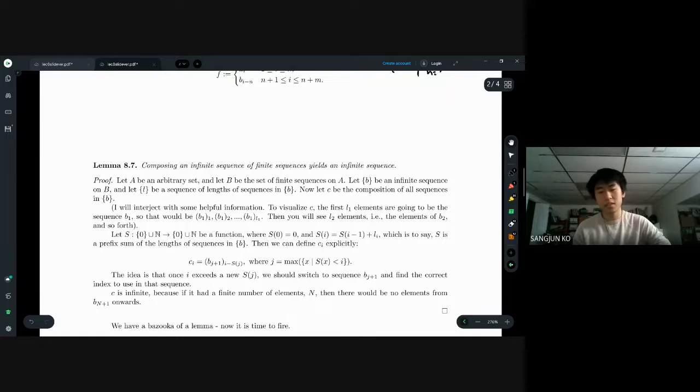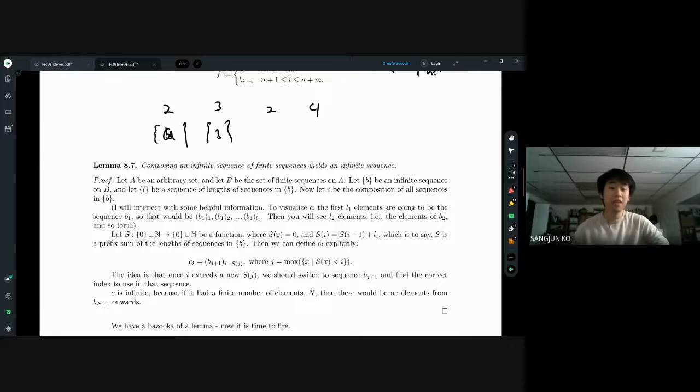This lemma: composing an infinite sequence of finite sequences yields an infinite sequence, and intuitively that should make sense. If I have A, B, and this is a sequence of length 2, 3, length 2, 4, etc. And if I compose them, and there are infinitely many of them, I'm going to get an infinite sequence. Okay.